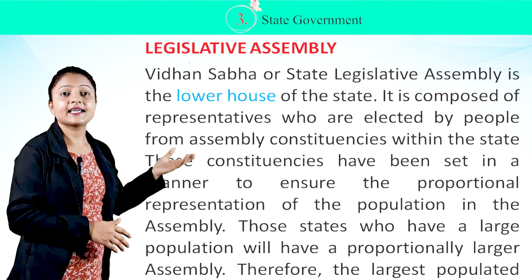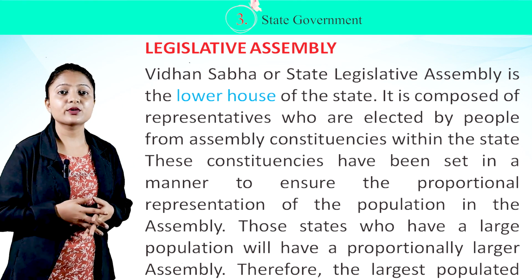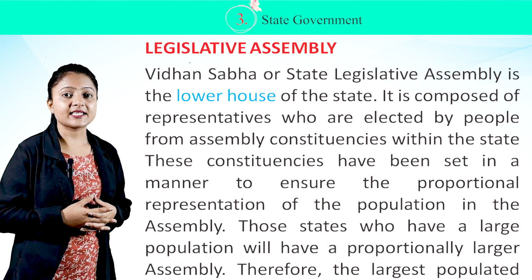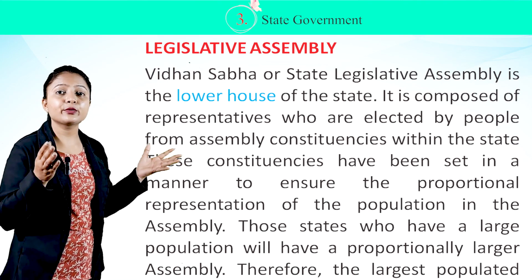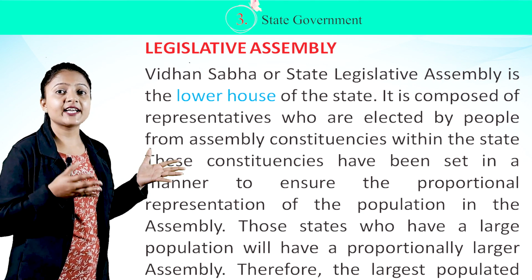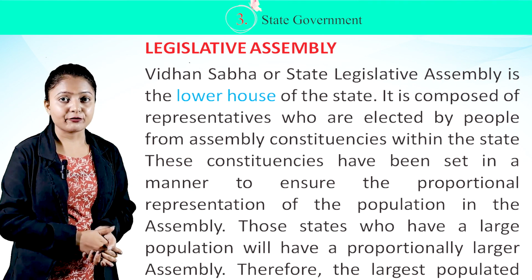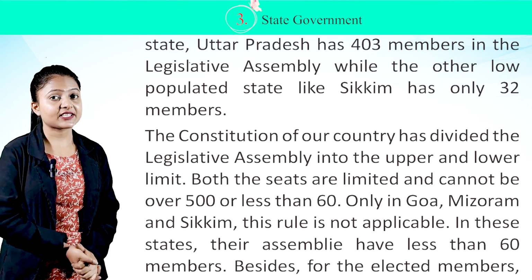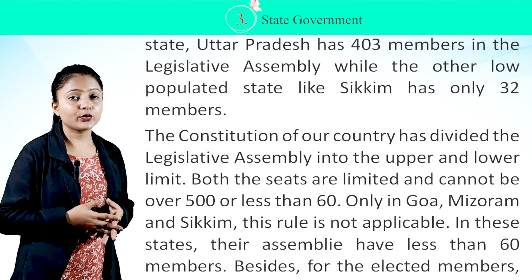Legislative assemblies. Vidhan Sabha or state legislative assembly is the lower house of the state. It is composed of the representatives who are elected by people from assembly constituencies within the state. These constituencies have been set in a manner to ensure the proportional representation of the population in the assembly. Those states who have a large population will have a proportionally larger assembly. Therefore, the largest populated state, Uttar Pradesh, has 403 members in the Legislative Assembly, while the other low populated states like Sikkim have only 32 members.